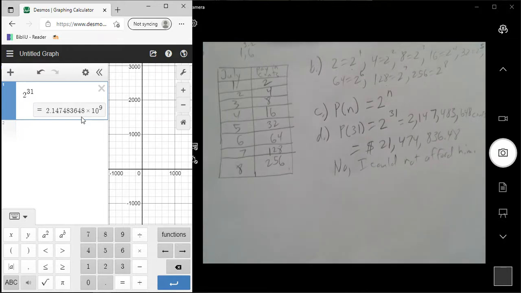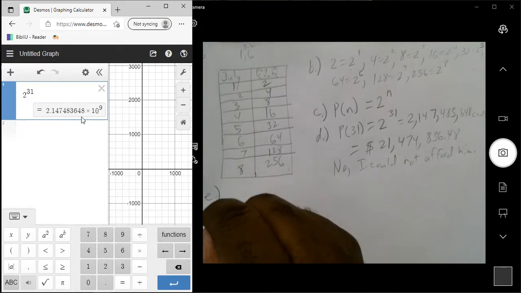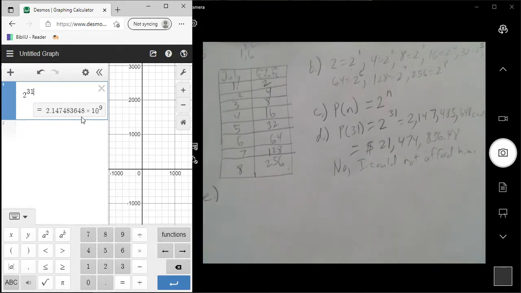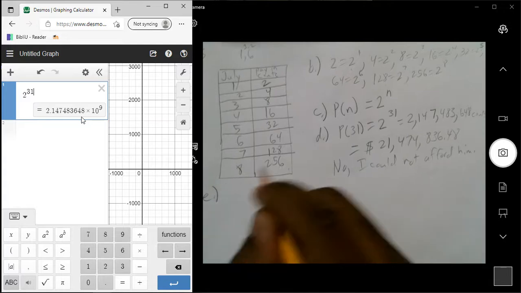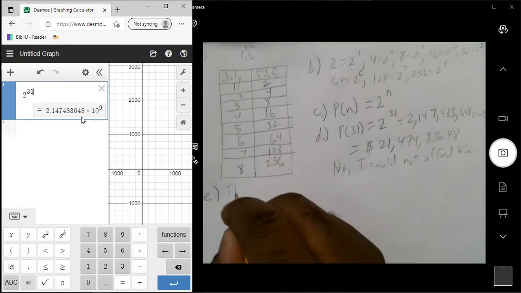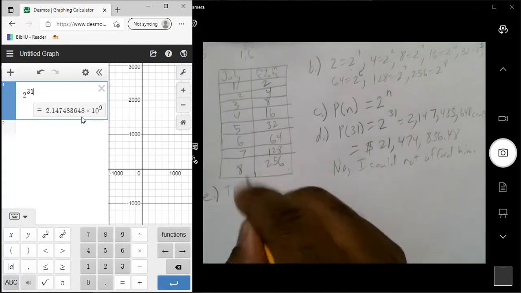Does everyone follow that? All right, let's go to E. It says, is the function linear? The function is not linear. And they said explain.